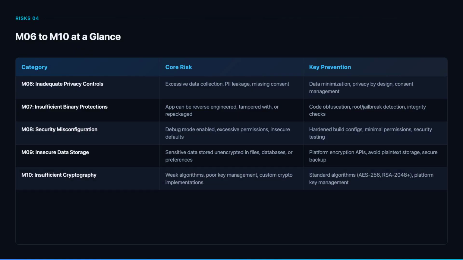M10 Insufficient cryptography covers the use of weak or deprecated algorithms, poor key management practices, and custom cryptographic implementations. Prevention requires using standard algorithms like AES-256 and RSA-2048 or higher, leveraging platform key management through Keystore and Keychain, never implementing custom cryptography, and rotating keys regularly.